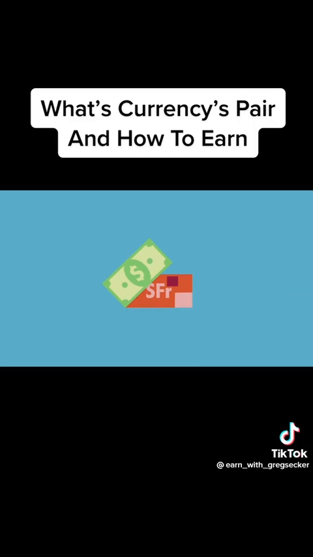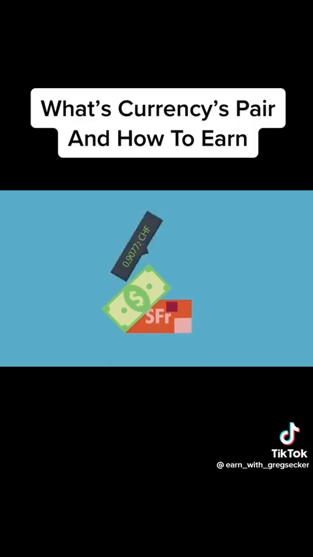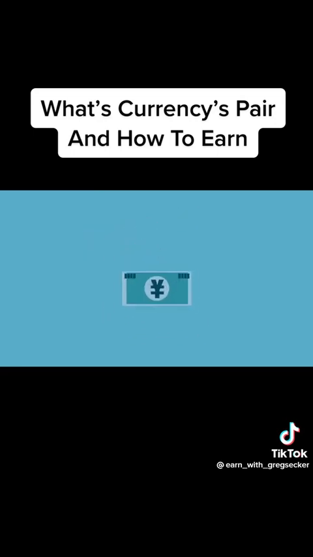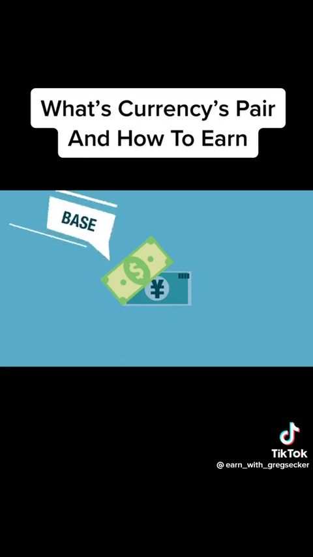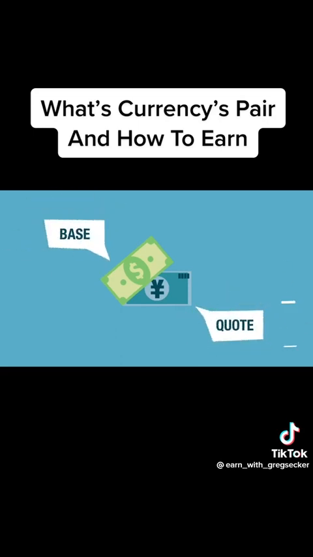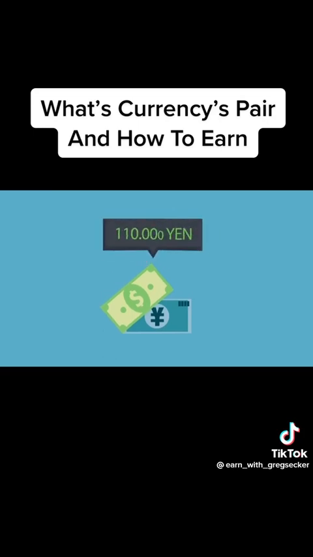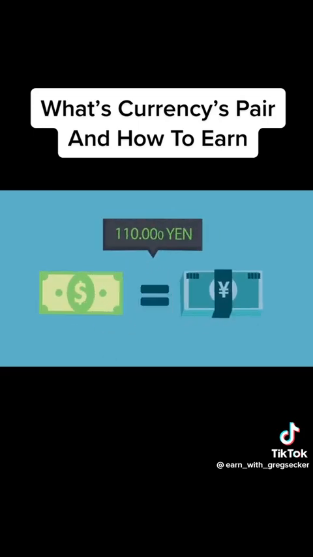Whether the US dollar is the base or quote currency, just remember that its value is always expressed in terms of the quote currency. Take the yen for example, which lists the US dollar as the base currency and the yen as the quote currency. Let's say that the value of the dollar and yen currency pair is 110 yen. This means that 1 US dollar is equal to 110 yen. Even though it's expressed in terms of yen, the pair's actual value equals 1 unit of the base currency, which is the US dollar.